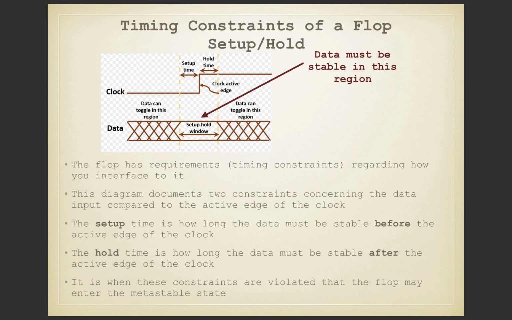There are two constraints. One is called setup, one is called hold. The setup is the period of time that the data input must be stable before the active edge of the clock. The hold is the period of time that the input must be stable after the active edge of the clock. So when you sum those two up, you have your setup hold window. Basically the way to consider it is that the data can switch all the way up to the start of the setup time. It could switch after the hold time, but during the setup hold window, the data must remain stable. It is when transitions occur in that window that the flop may enter the metastable state.